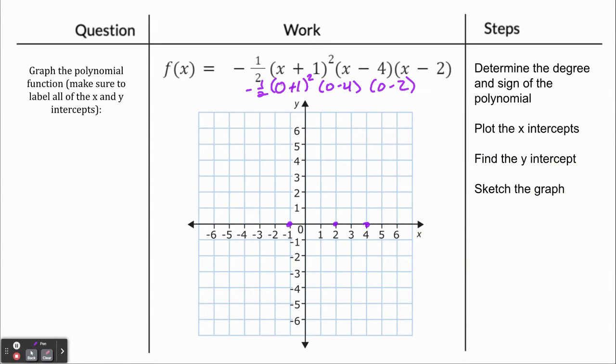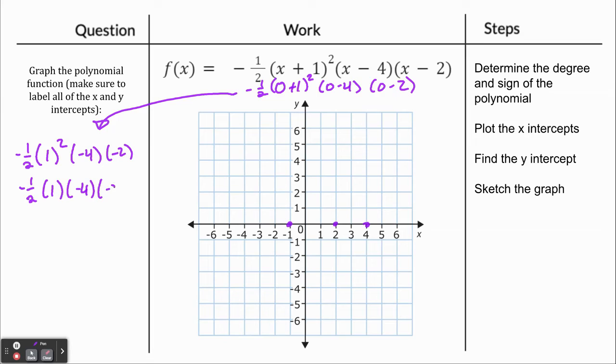So if I'm solving this, I'm going to put it over here where we have a little bit more space. I'm going to deal with everything in the parentheses first. So I have -1/2 times 1 squared times -4 times the -2. Now I know 1 squared is just 1. Now I'm going to multiply some of these together. I know -4 times -2 is just +8, times 1 is still just +8.